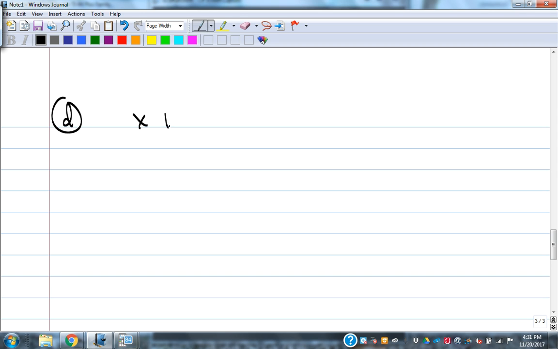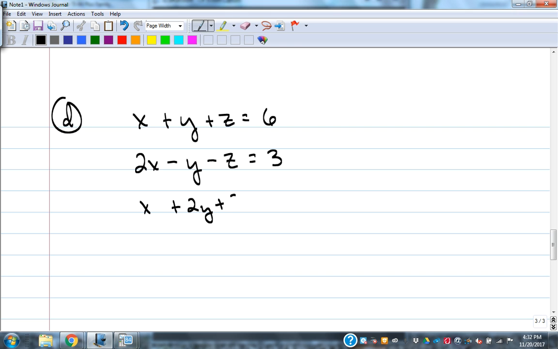Here's our system: x plus y plus z equals 6, 2x minus y minus z equals 3, and then x plus 2y plus 2z equals 0. Okay, so there's our three variable system. Notice we're doing more of those and not too many of the two variable systems, because they're boring and too easy.